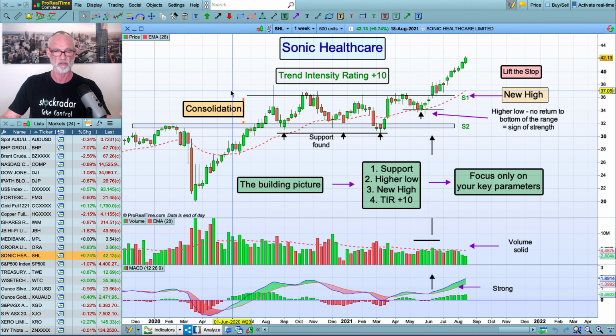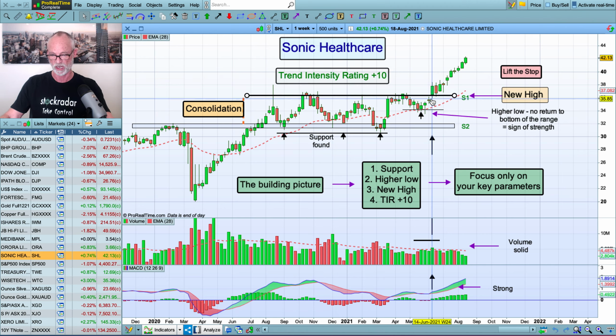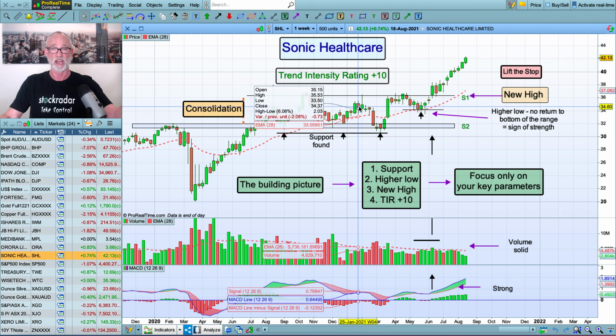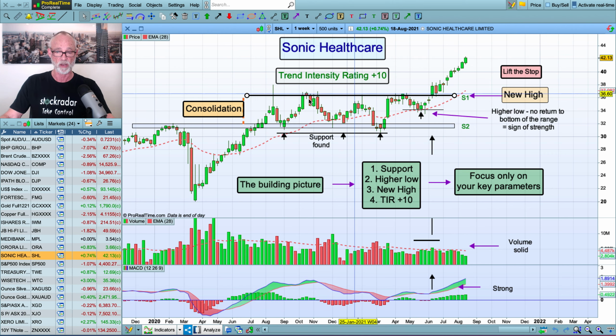What we're doing is trying to build a picture of something that's happening, okay? Now, Sonic Healthcare's got a trend intensity rating of 10. We know it's gone up a long way, but did we get in, and why did we get in? So this really was a sideways trading action here. You could look at JB Hi-Fi, whatever. These sideways trading actions are really not for anybody to trade, because they're just going sideways.